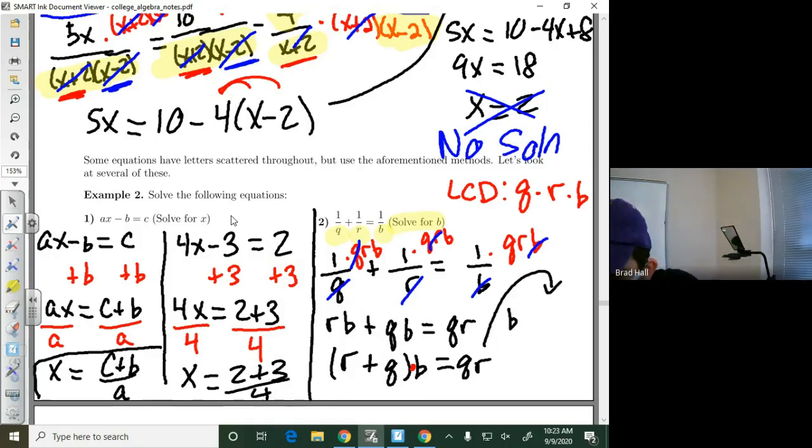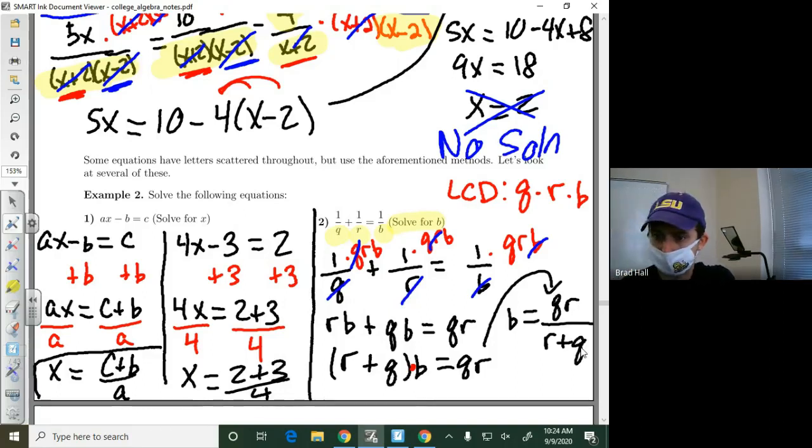So now b would be qr, so that is a q. Just write it out again. b would be qr divided by r plus q, which is what we divided by to get b by itself. And that would be your answer.